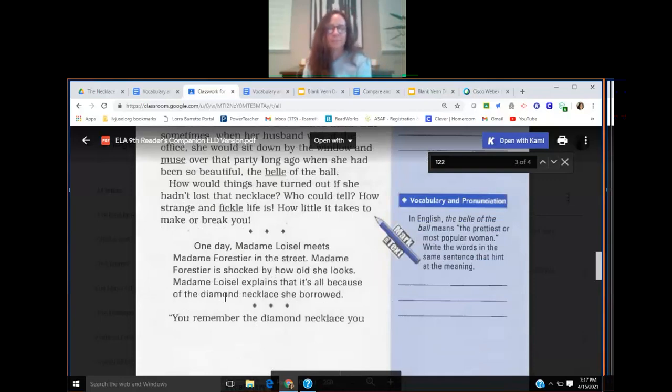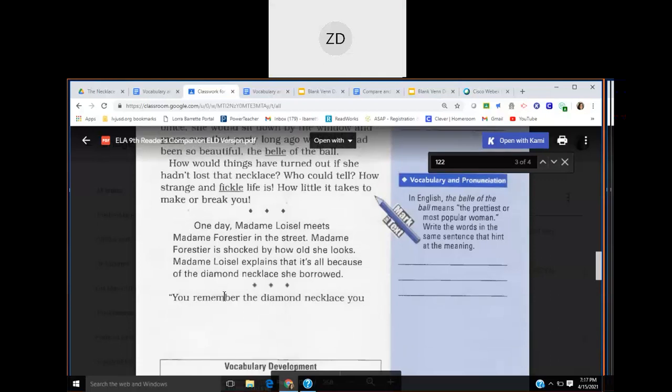One day, Madame Loisel meets Madame Forestier in the street. Madame Forestier is shocked by how old she looks. Madame Loisel explains that it's all because of the diamond necklace she borrowed.